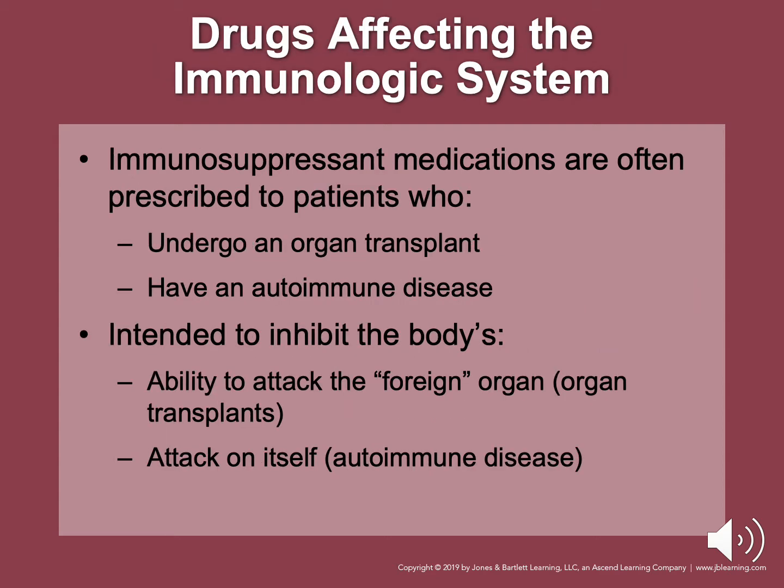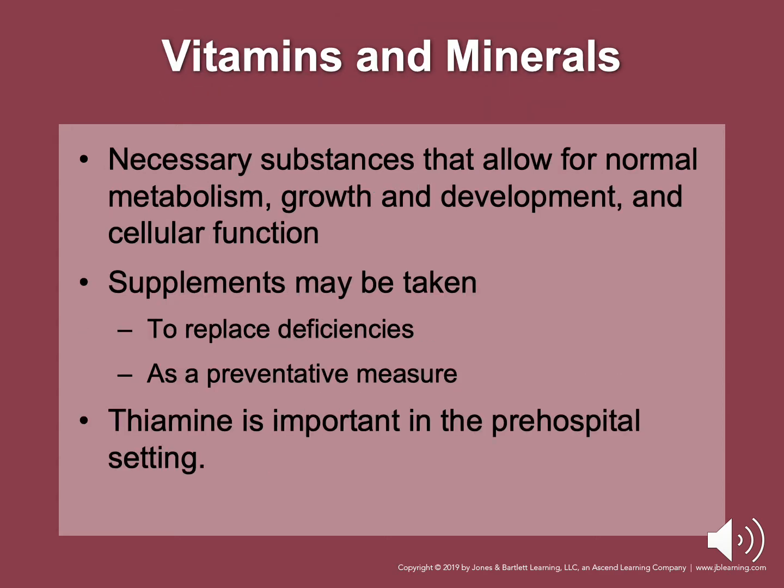Vitamins and minerals are necessary substances that allow for normal metabolism, growth, development, and cellular function. Supplements may be taken to replace deficiencies and as a preventative measure. Thiamine is important in a pre-hospital setting, as it helps in converting carbohydrates into energy. People with alcoholism, among others, tend to be deficient in this vitamin. However, we don't see a whole lot of thiamine on the trucks anymore. It is something to be thinking about that your service may use.